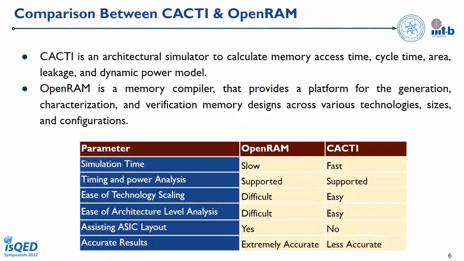Both the tools support timing and power analysis, whereas OpenRAM only supports assisting ASIC layout. The ease of technology scaling and ease of architecture level analysis is higher in CACTI as compared to OpenRAM.